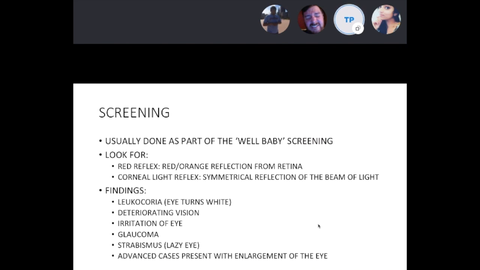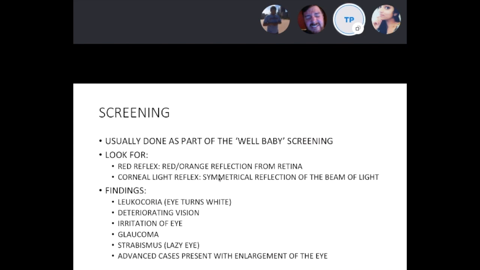However, if the child is presenting with retinoblastoma, you're going to see leukocoria, which is when you perform the red reflex test, you're actually going to see white. There's going to be deteriorating vision, irritation of the eye, glaucoma, strabismus, so a lazy eye, and you can even see enlargement of the eye in advanced cases. Usually, for the most part, this is going to be seen in third world countries.